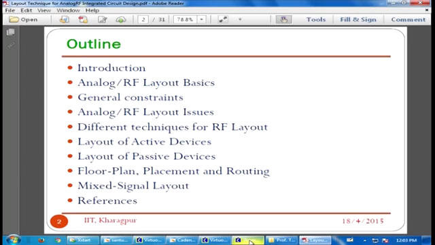Next, I will discuss how to do the layout of active devices like MOSFETs, BJTs, diodes, and MOS caps also. And next, passive devices like capacitors, resistors, and inductors. Then I will give a brief idea about how to do floor plan, placement, and routing. Then after that, a complete system level layout design. Very basic things I will tell, but if you know this, then you can proceed. This is the main.